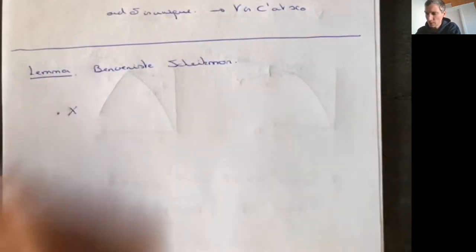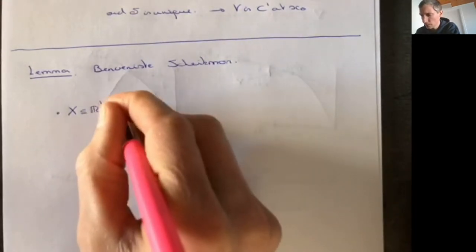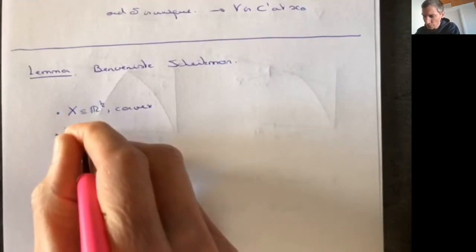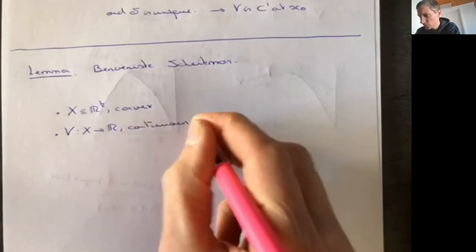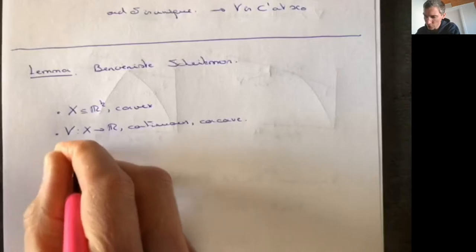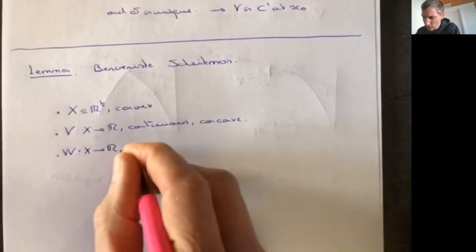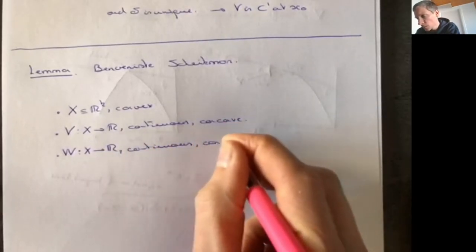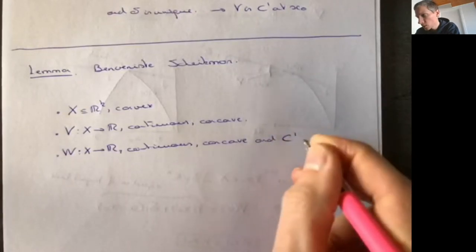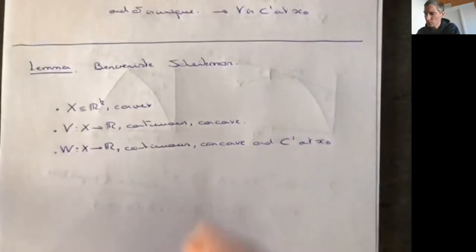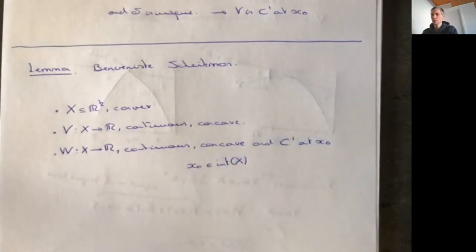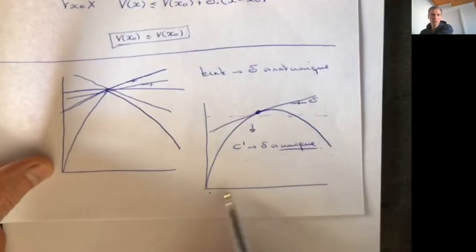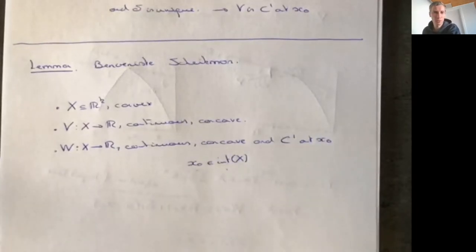So let's have a set X, which is a subset of, let's say, R^K, which is convex. I have a function V from X to R that's continuous and concave. I have a function, let's say also W, from X to R that's continuous, concave, and C1 at some point x0. Here we assume that x0 is in the interior of X. If x0 is at the boundary, there's a problem that there's no unique derivative, so this is why we assume that it's in the interior.